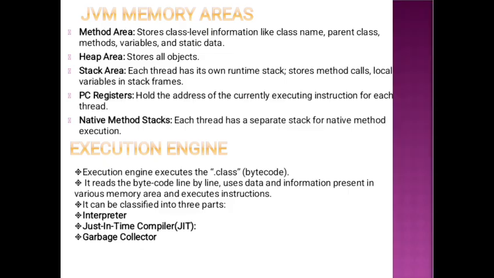JVM memory areas: method area, heap area, stack area, PC register, native method stacks. These are the JVM memory areas. Next is the execution engine. The execution engine executes the class file only. It reads the bytecode line by line, like the JVM. It uses data and information present in various memory areas and executes instructions. It can be classified into 3 parts: interpreter, just-in-time compiler, that means JIT, and garbage collector.